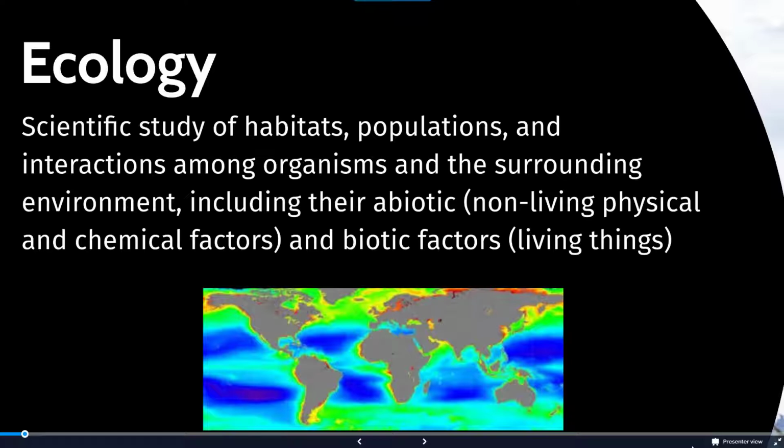We talk about ecology in terms of the abiotic, or non-living, physical and chemical factors, as well as the biotic factors, or living things, that exist within a specific habitat.